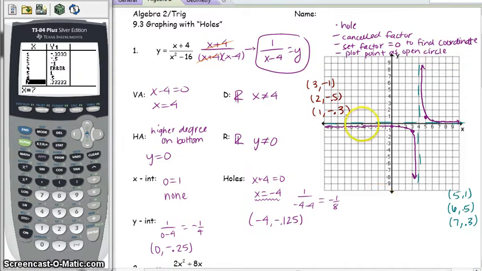So since we have this hole here, that means we don't have an x value at this point. So for our domain, we have to add our x value of -4, because x can't be -4, since we have a hole there. And in the same way, we have a y value of -0.125 that we can't have, because that's also where our hole is. So make sure to fill in your hole in your domain and range of what x and y cannot be.